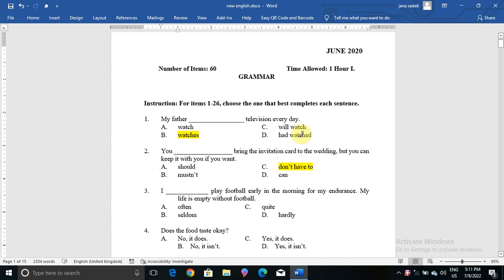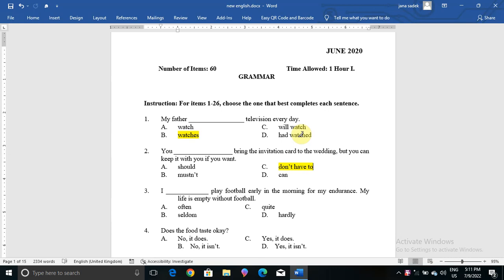Okay, now question number 3 says I dash play football early in the morning for my endurance. My dash life is empty without football. Now if we see the 4 choices, it says often, seldom, cute or hardly. First of all, hardly and seldom are negative words. It's not like it's something easy. So that means I can't or I don't want to play. So it's not the correct answer for C, D, and B.